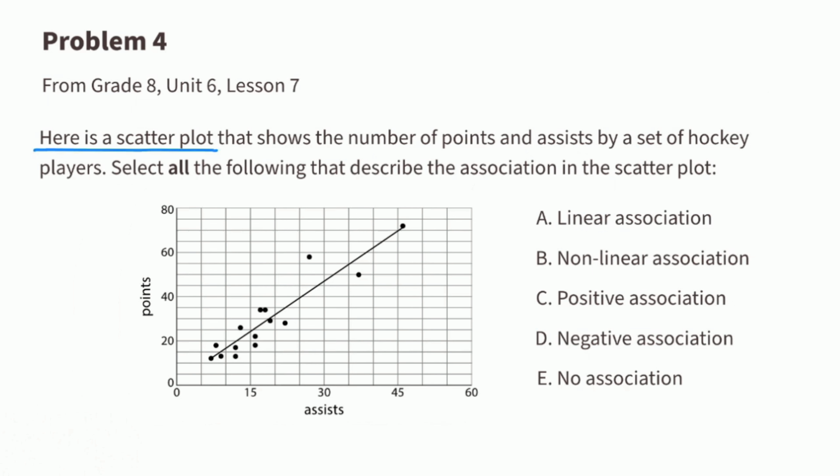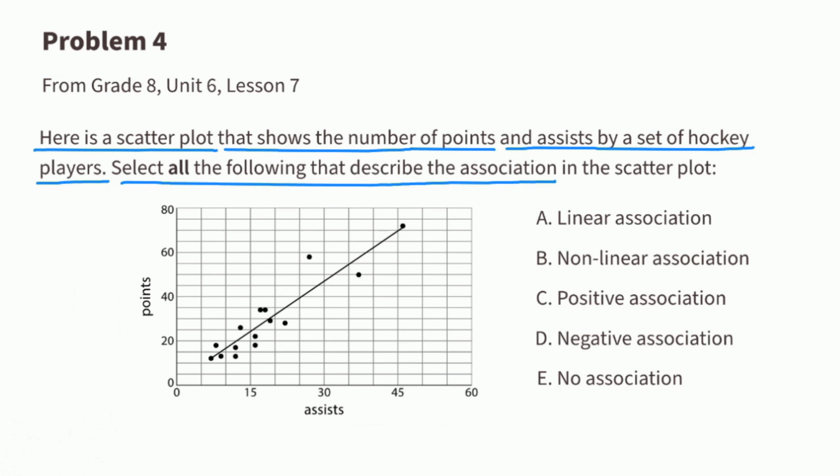Here's a scatter plot that shows the number of points and assists by a set of hockey players. Select all the following that describe the association in the scatter plot. There is a linear association because all the data on the scatter plot resembles a line or somewhat resembles a line, which means that I can't select the nonlinear association.